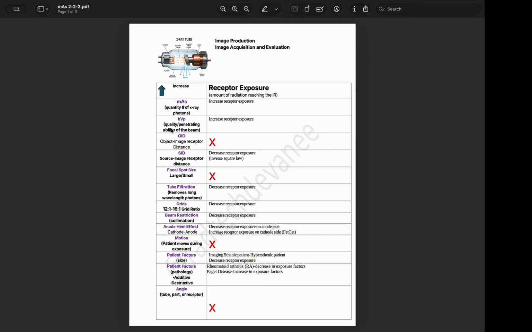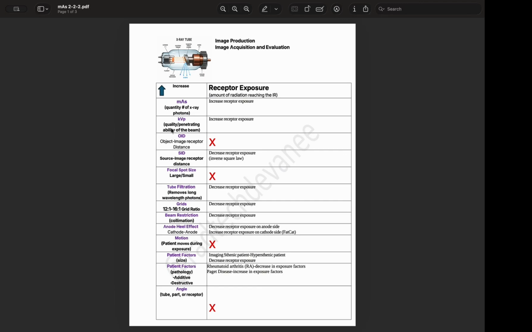The first one is mAs. Think of quantity, those number of X-ray photons. So if we increase our mAs, we are definitely increasing receptor exposure. If mAs doubles, receptor exposure also doubles. It has a direct relationship.